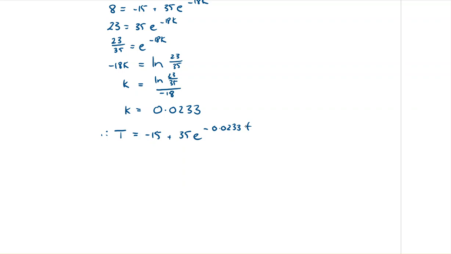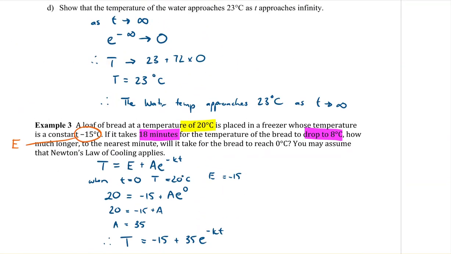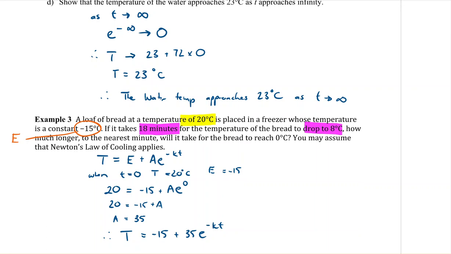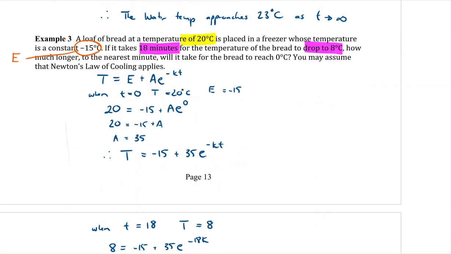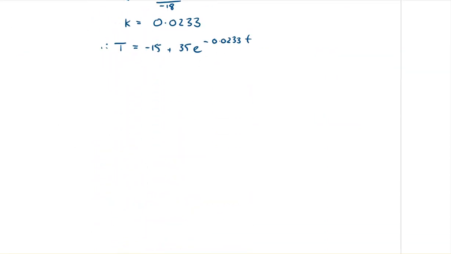Sorry, two questions at once. It's at 18 minutes. Do we have to remake the equation from when it drops from 8 degrees to 0? No. What we do now is look at the last part of the question. It says how long will it take for the bread to reach 0 degrees? So I now want to find out when the capital T, the temperature, is 0, and I want to find out the time.